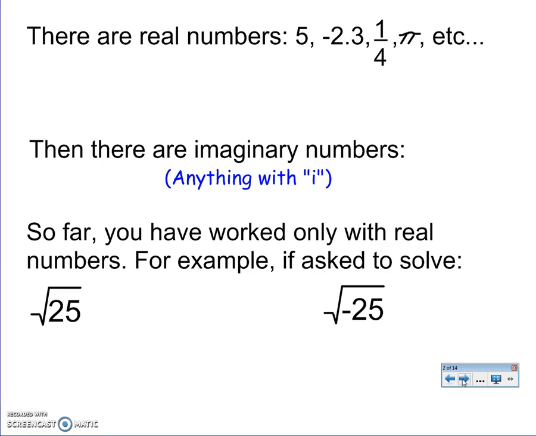So there are real numbers: 5, negative 2.3, 1/4, pi, etc., things like that. Then there are imaginary numbers, anything that has i. So far, you've worked only with real numbers.